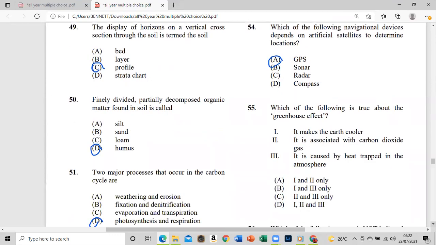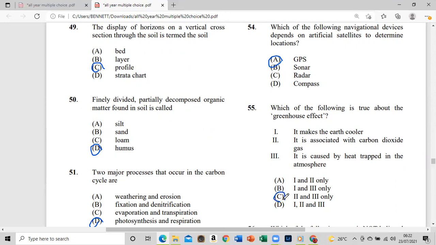Which of the following is true about the greenhouse effect? One, it makes the Earth cooler. No, sir. No. It associates with carbon dioxide. Yeah, that's true. It causes the heat trap in the atmosphere. All right, so we have the winner is C.